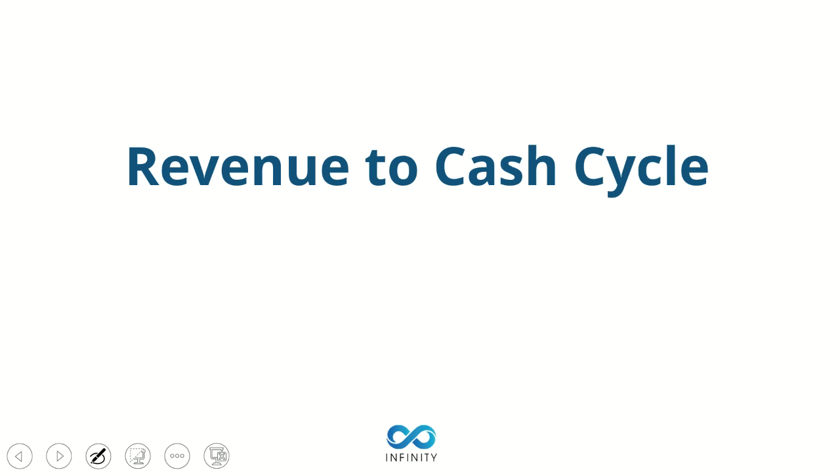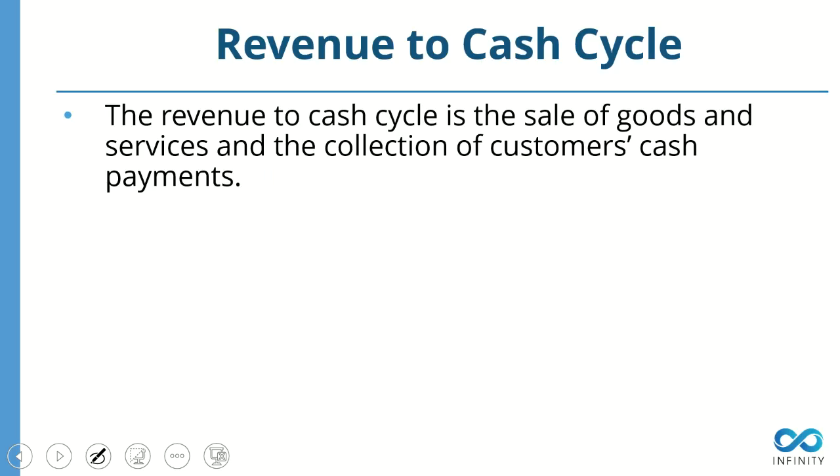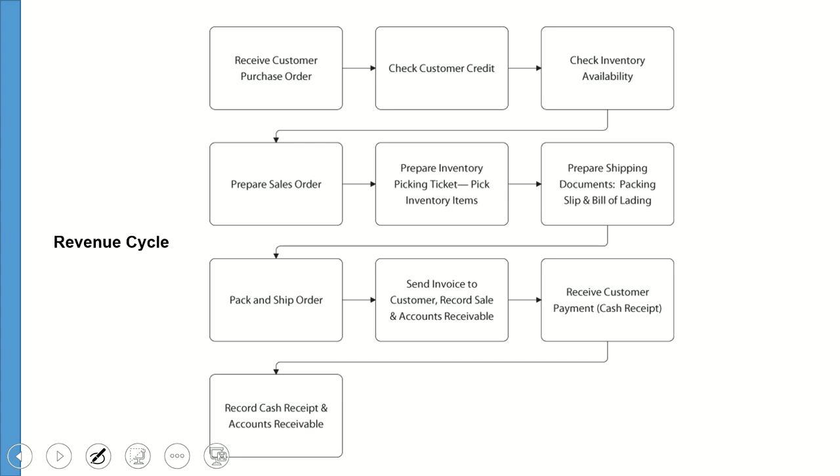The first one is the revenue to cash cycle. So what is the revenue to cash cycle? This is the cycle of selling goods and services and collecting your customers' cash. So you will have a lot of processes in this. Imagine you are getting a customer order. A customer is telling you, okay, I want this item and this quantity.